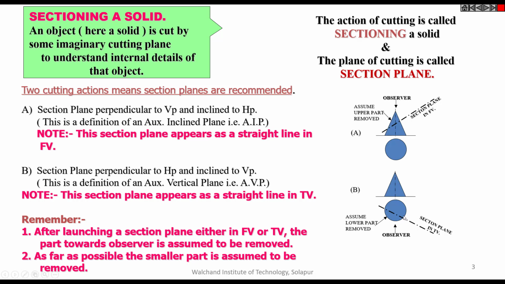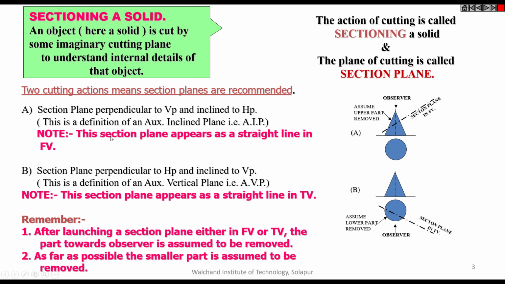This one is the observer. Here also, between the observer and the cutting plane, this part you are going to remove. Here also the observer is here now, so this part you are going to remove. Then you make the projection of the remaining part. We will study the detailed part of it in the next step of the problems.